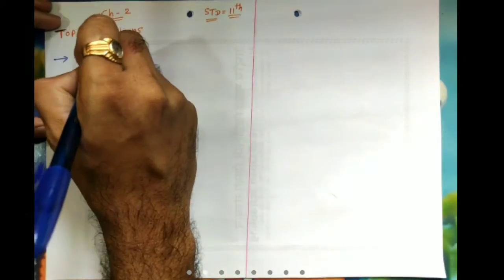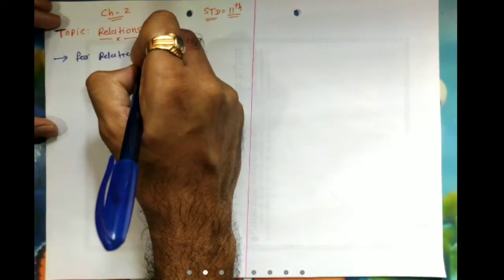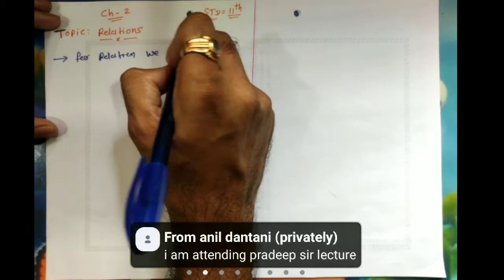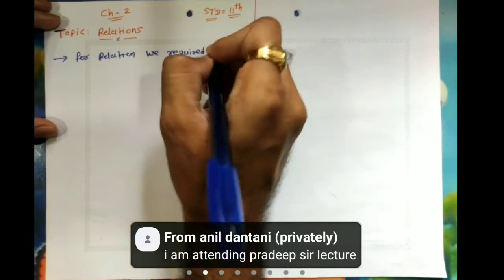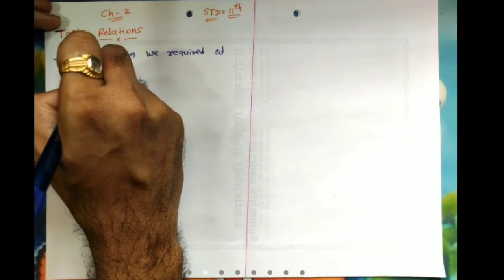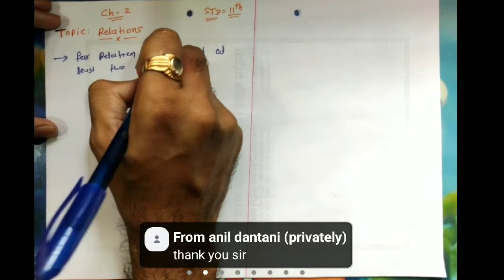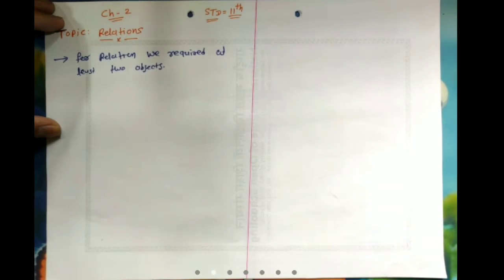For any relation, we require at least two objects. If two objects are there, then we can say that the relation is there.